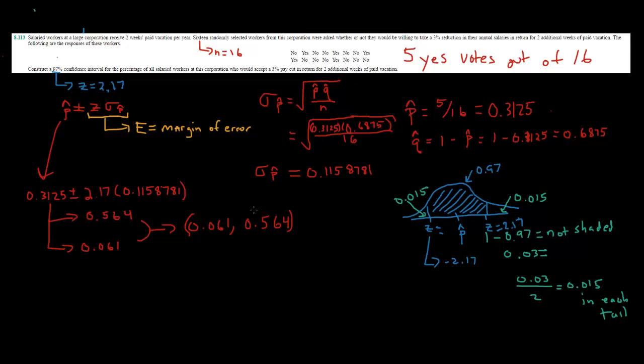So again, let's review what this means. We took our sample proportion, p hat, up here. We added and subtracted a margin of error that was found by multiplying the standard deviation of the proportion sampling distribution times the appropriate z-value, that 97% confidence level z-value. Since our level of confidence is 97%, we are 97% confident that our population proportion lies somewhere between 0.061 and 0.564.